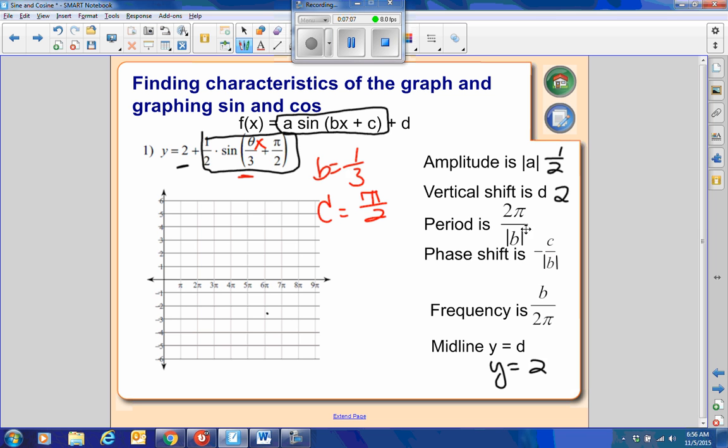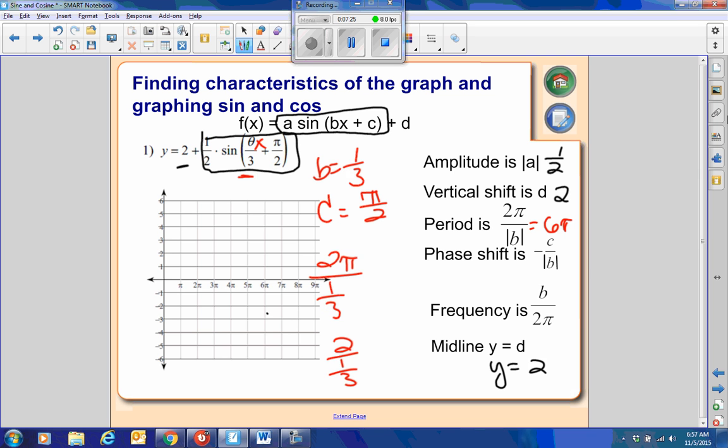For the period, I do 2 pi over 1/3. When you put that in your calculator, you're just doing 2 over 1/3, and you'll get 6 pi.